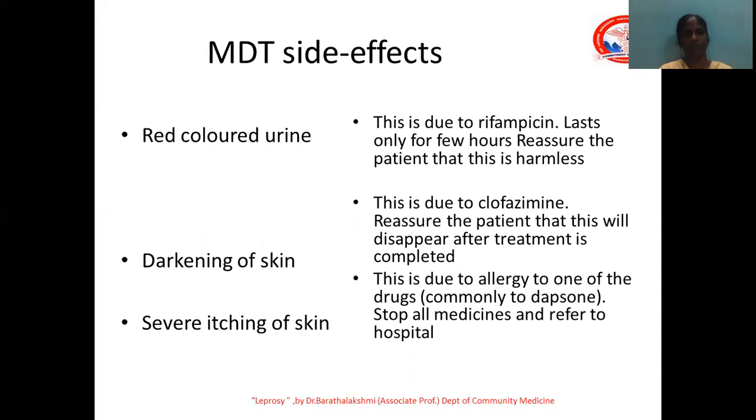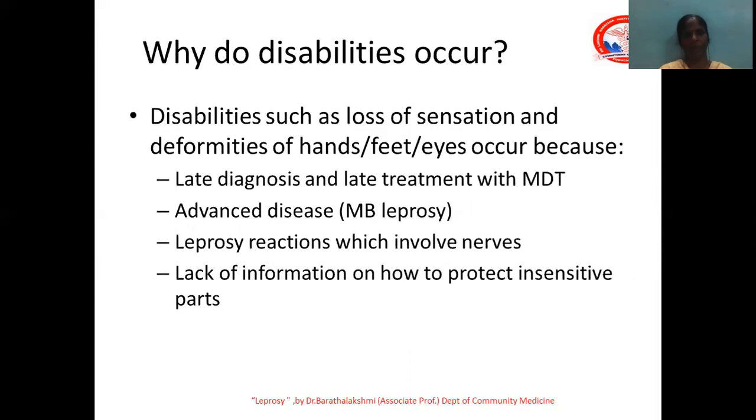We all know the expected side effects of rifampicin: red colored urine, and hyperpigmentation of the skin because of clofazimide. It can even cause severe itching of the skin due to dapsone, and Stevens-Johnson syndrome. In that case, stop all the medications and the patient should seek a healthcare facility.